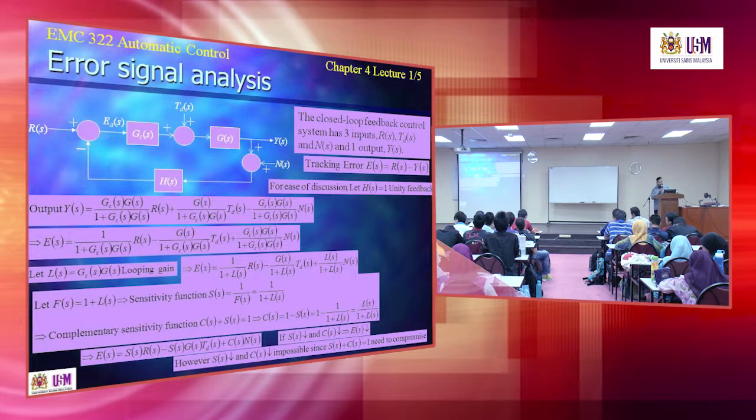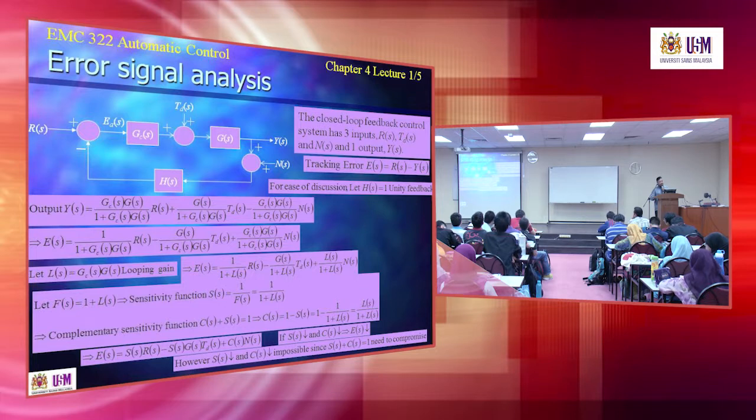Okey. Di sini here there will be a few definitions. One of them is loop gain. Loop gain is considered as the controller gain multiplied by the process gain, the transfer function. Okay, this transfer function multiplied by this transfer function. Okay, this is called loop gain, and then we can label it with L.